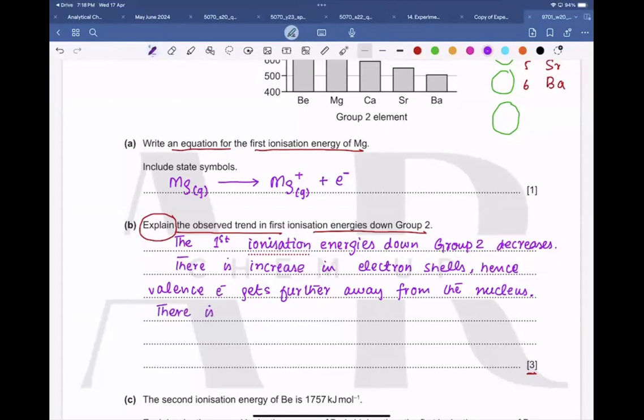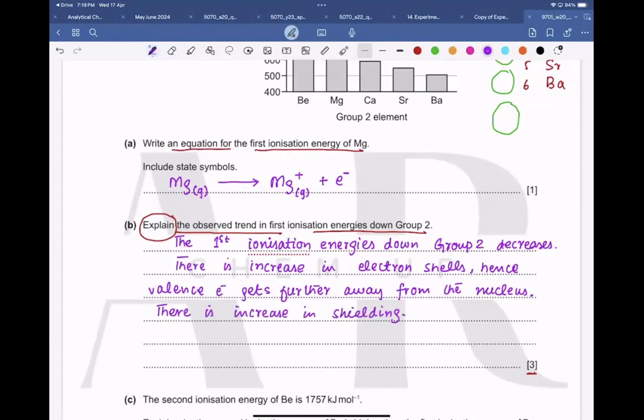There is an increase in shielding. That will help me to secure the second mark. I still need to secure the third mark.